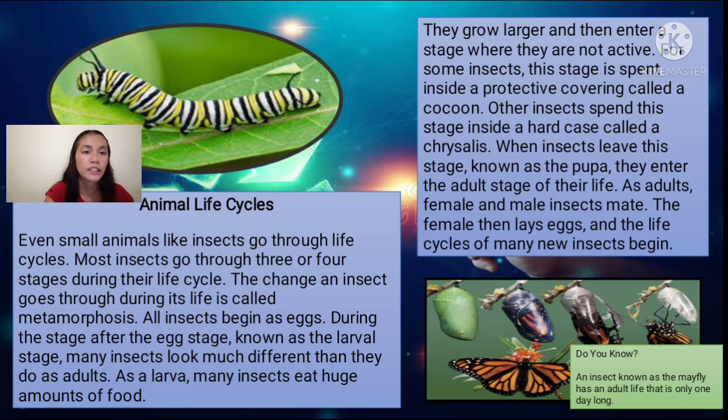For some insects, this stage is spent inside a protective covering called a cocoon. Other insects spend this stage inside a hard case called a chrysalis. When insects leave this stage, known as the pupa, they enter the adult stage of their life. As adults, female and male insects mate. The female then lays eggs and the life cycles of many new insects begin.